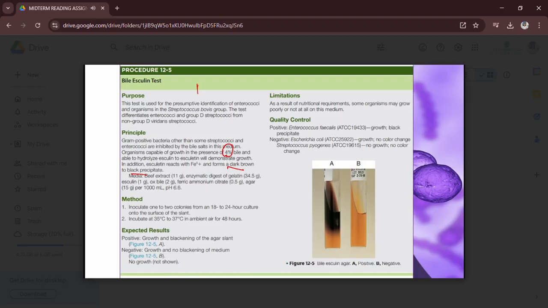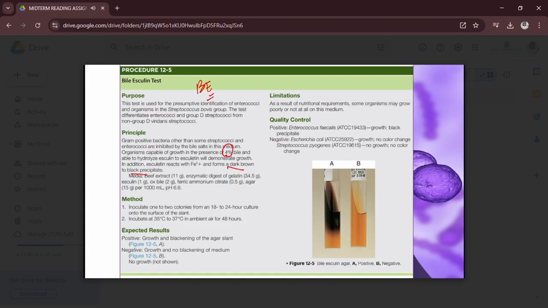Now, take note for your BE or your bile esculin hydrolysis testing, all group D streptococci are positive for this testing. This is known to be the best physiological test that we have for the identification of your group D streptococci. Both enterococcal and non-enterococcal species of your group D are able to hydrolyze esculin in your agar slant, causing the slant to darken.